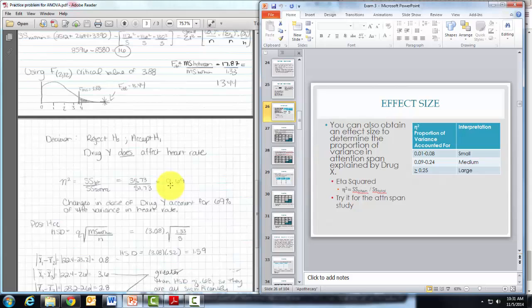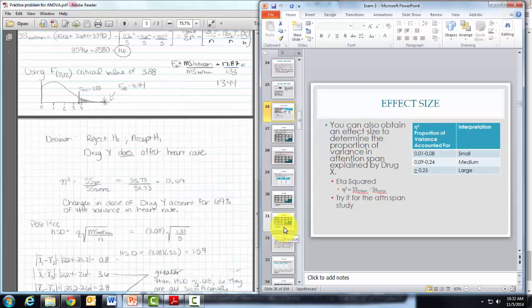Now in language, how do we say that? Because eta squared tells us the proportion of variance in the dependent variable that is explained by the independent variable, we can make a very specific statement here. In a sentence, I can say that changes in the dose of drug Y, so changes in my independent variable, account for 69% of the variance in heart rate. Okay?